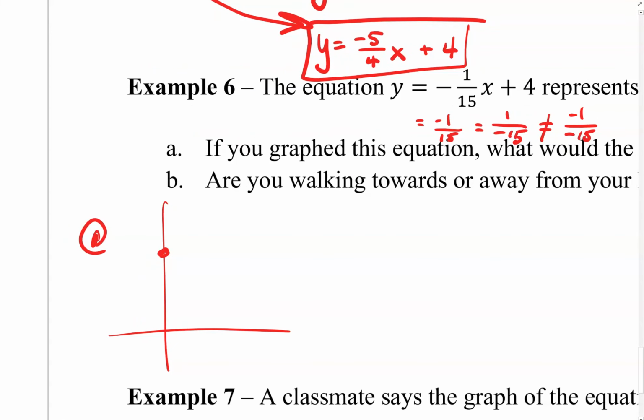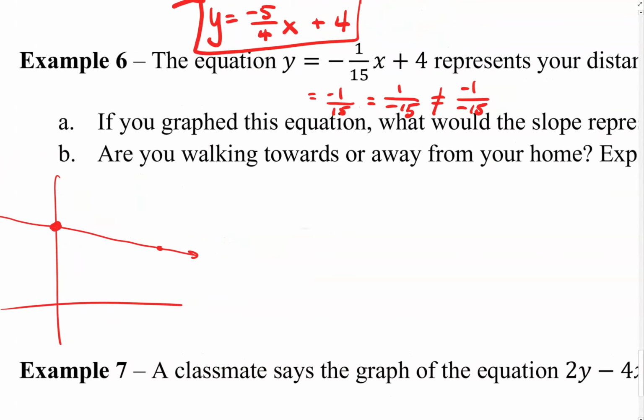We can rise negative 1 and run 15 and create another point on this graph. Or we could rise 1 and run negative 15, which would be like going up 1 but left 15 units. In either case, the data points would fall in a straight line, and we'd have a nice sketch of what that graph would look like. Okay, so with that in mind, we've graphed the equation.